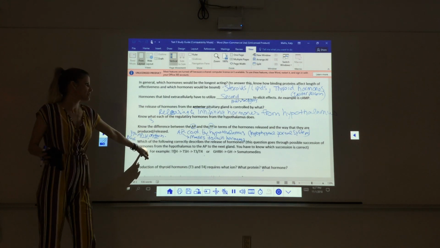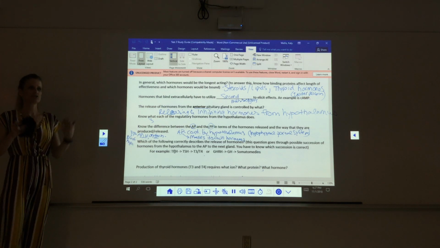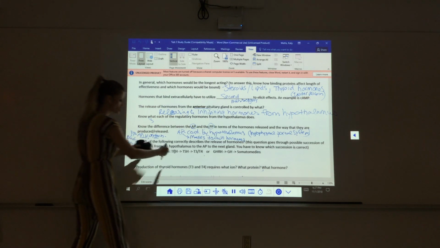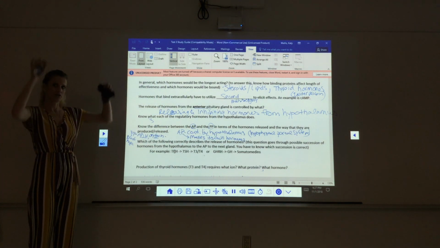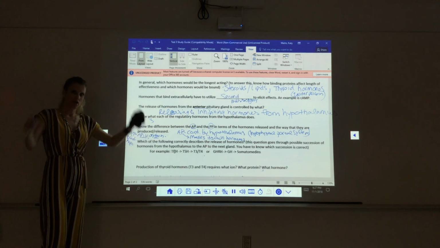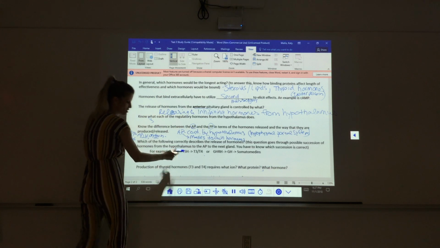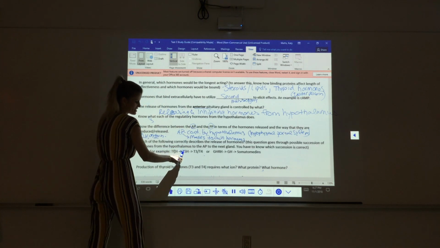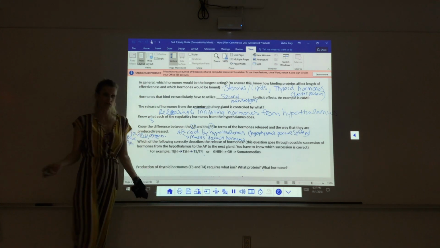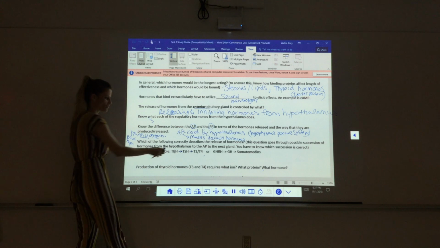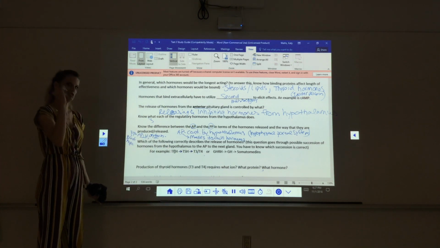Which of the following correctly describes the release of hormones? There will be a question like that, and it'll show you numerous successions, and you have to say if each is correct or not. So you should understand all of the successions of hormone release. For example, TRH, thyrotropin-releasing hormone, leads to the release of TSH, thyroid stimulating hormone. That leads to the release of T3 and T4. Is that correct? Yeah, right? We go from the hypothalamus to the anterior pituitary to the thyroid gland. That's a correct succession of hormones.